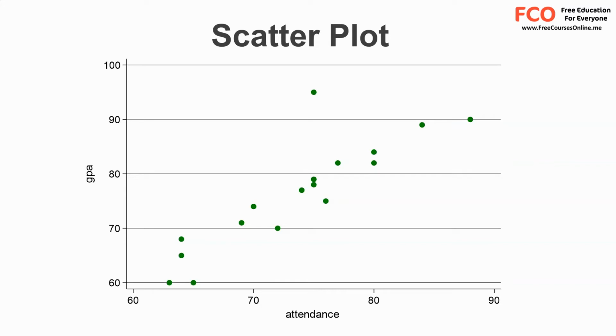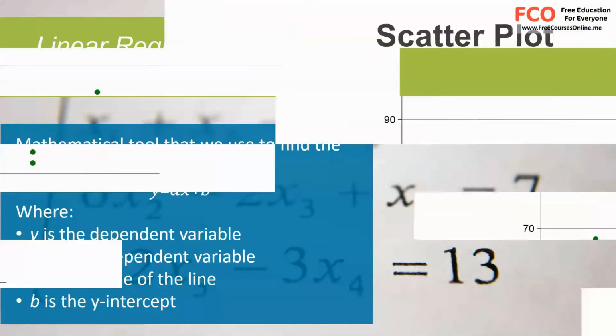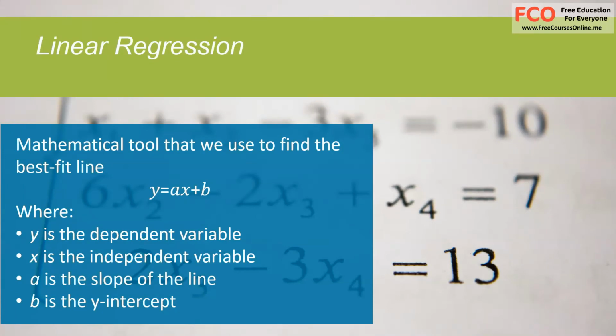Now, the question is, what is the equation of this line? And this is basically what linear regression is. Linear regression is the mathematical tool that we use in order to find the best fit line. Going back to our scatter plot, the number of lines that we can draw here is an infinite number of lines. We can draw a line like this, or a line like this, or a line like this. However, what we want to draw is the best fit line. And this is why we do linear regression.